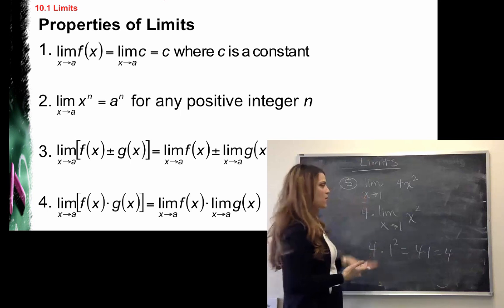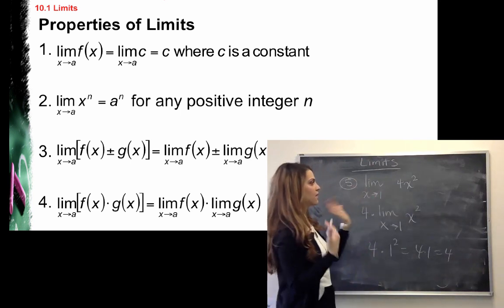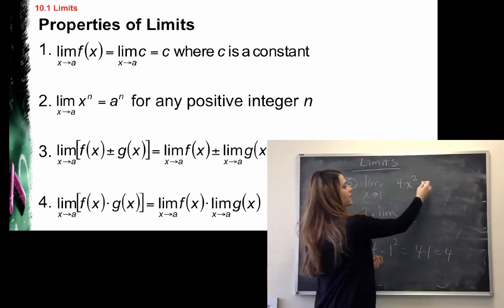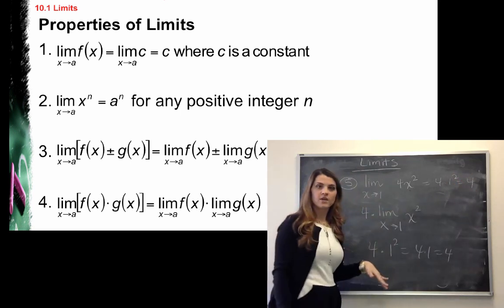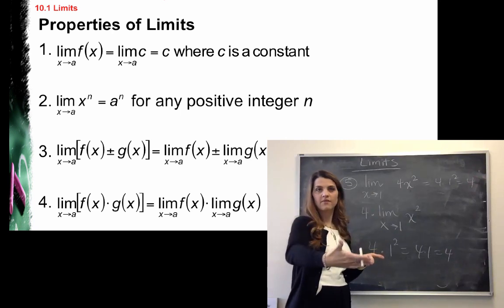Normally, I don't go through the whole process of breaking this up. I really just look at the statement and I think of these properties intuitively. And I would say, can I plug the 1 in? Sure. This would be 4 times 1 squared, which would be 4. So as you become more comfortable with the properties, you don't have to itemize each and every piece of them.